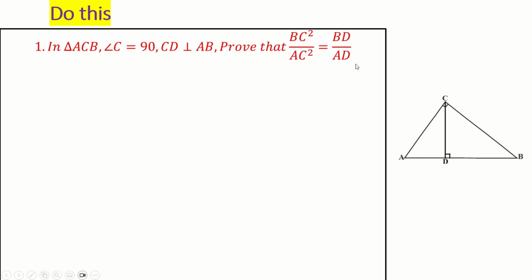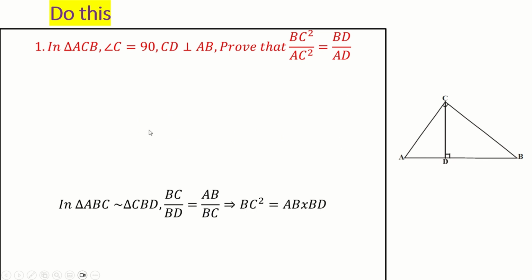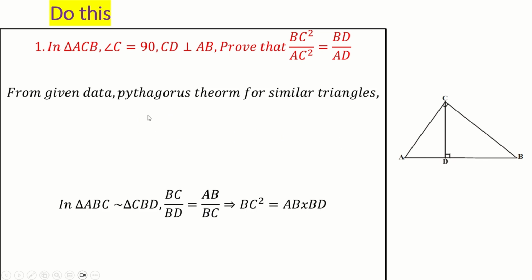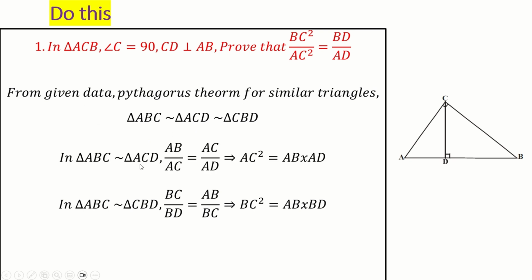All these triangles are similar triangles, correct? So once you know that, from ABC and ACD, which are similar triangles, AB by AC equals AC by AD. Similarly, in the other two triangles, you can get BC square equals AB into BD. So you divide these two, BC square by AC square equals BD by AD, right?